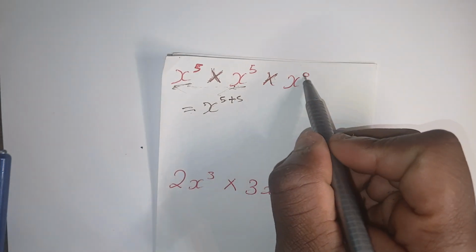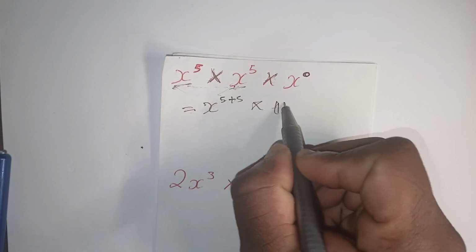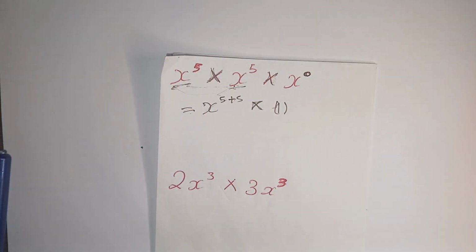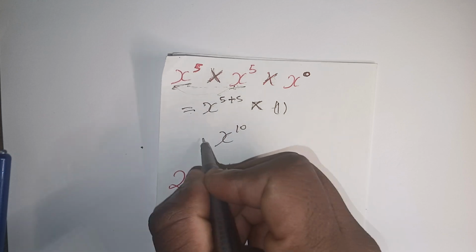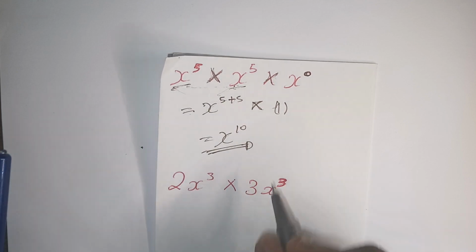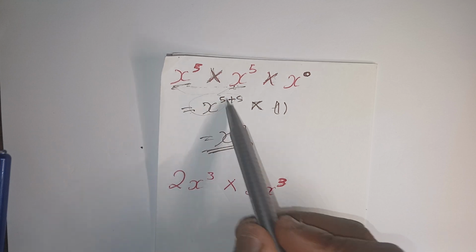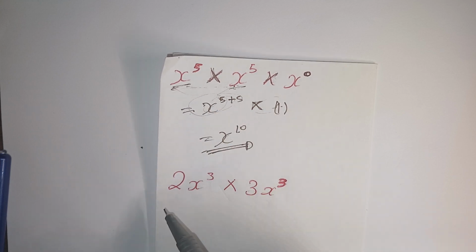Also, you know anything that has exponent 0 is 1. So this thing will be just x to the exponent 10. That one will just disappear, guys. Or you should know that anything you multiply by 1, you get the same thing. So it will be 10 there, then the 1 will just go away.